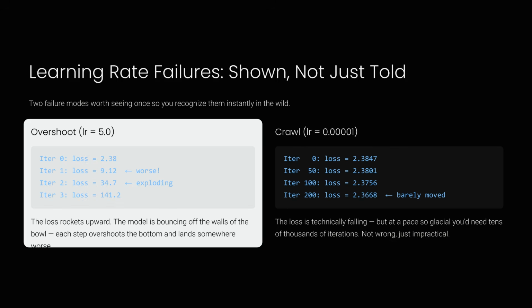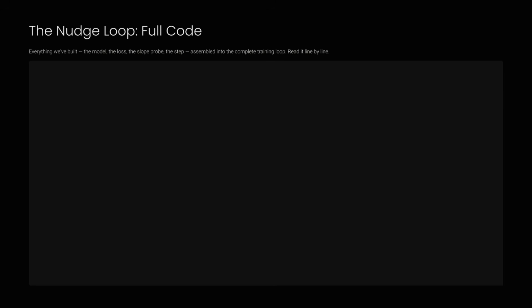To wrap up, remember that choosing the right learning rate is crucial. Overshooting leads to exploding loss, while a learning rate that is too low results in an impractical, crawling pace of improvement. Now that we have every piece of our model, let's assemble it into the full training loop.